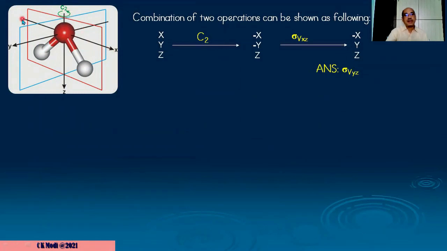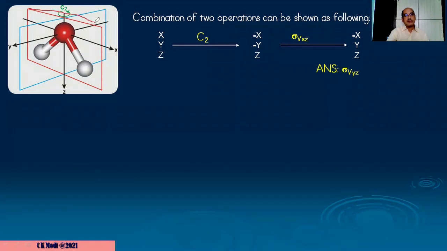The x becomes minus x, y becomes minus y. But z is situated on the C2 axis. Therefore, the position of z will remain as it is. So look at this: x becomes minus x, y becomes minus y, and z becomes plus z. This is followed by the second operation. After we get minus x, minus y, and z on the same molecule, if we put the sigma v xz plane, this is my sigma v xz plane.